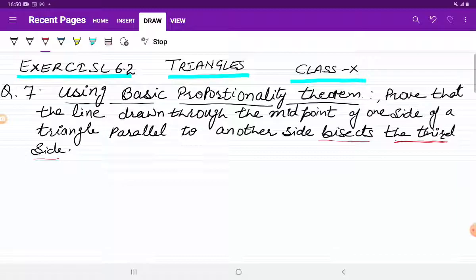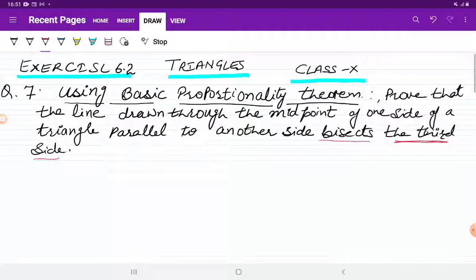So if you face any difficulty to solve this 7th question, to apply the basic proportionality theorem, please go through my previous lectures, my previous videos. I'll give the link of this basic proportionality theorem in the description box. If you forgot what the basic proportionality theorem is, then before doing this question, first give one look at the basic proportionality theorem. Link will be there. Okay. So before doing this, just give one look at that.